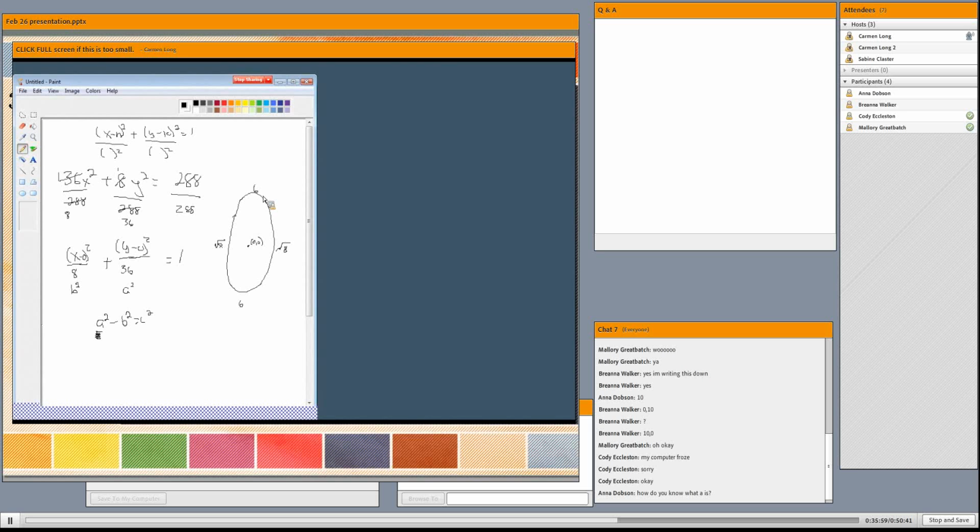Having a picture, it's really easy. Under the X, you're just going to go left and right that many, and under the Y, you're going to go up and down that many. So I know my focus is somewhere in here and in here. It's on this line that goes up and down through the center and through the vertices. This is C, so we're going to use our Pythagorean relationship to find that value.